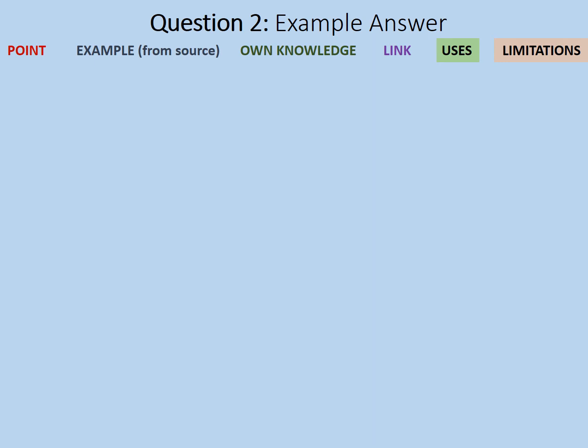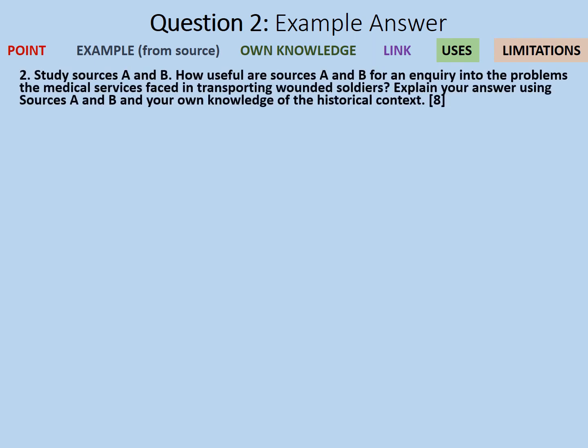For this answer, I'm going to make my points in red, examples from the sources are going to be in blue, places where I've used my own knowledge will be in green, and links back to the question and to the inquiry will be in purple. I'll also highlight sections as to where I'm dealing with the usefulness of the sources in green and the limitations with these sources in pink. This should hopefully show to you that I'm not only just focused on the question, but I'm providing an element of balance too. Alright, here's the question again.